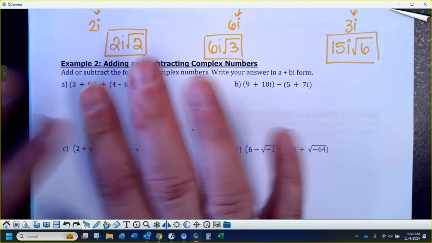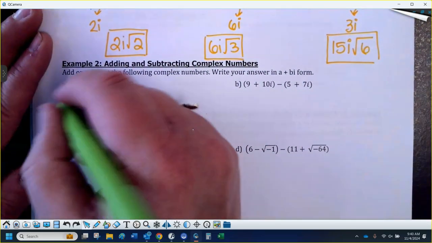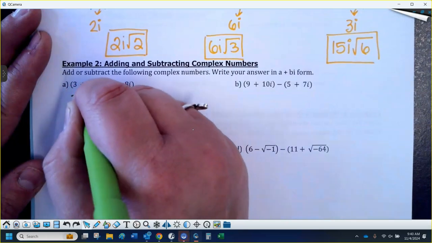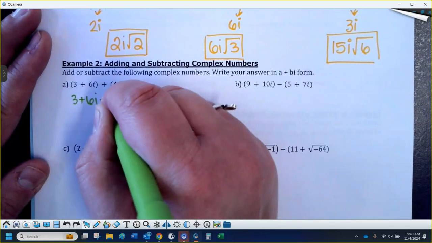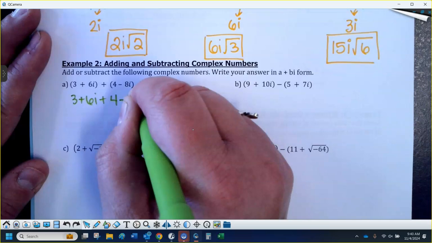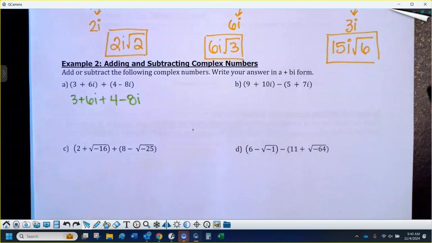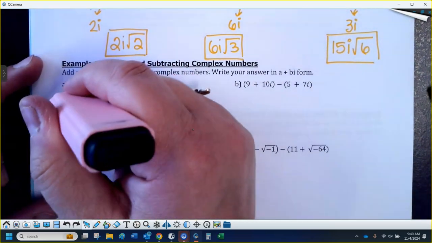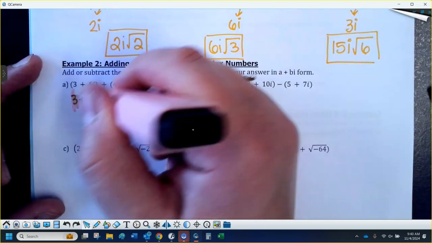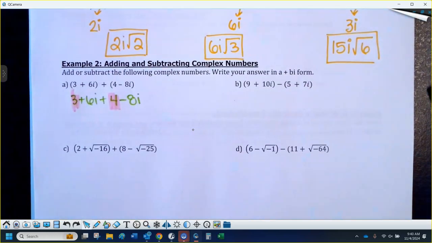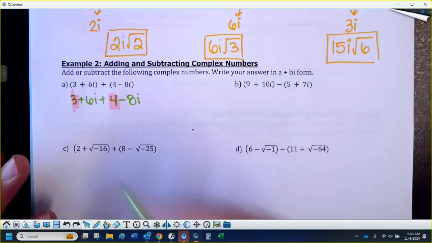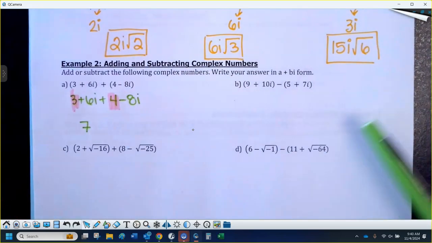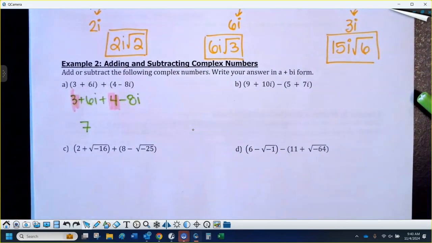right? I don't have any numbers in front of these parentheses or anything like that. So you can literally just drop the parentheses. We're just going to combine like terms is how this is going to work. So when I combine my like terms, the real part, so I've got like a 3 and a 4, you just literally add the real numbers together. So 3 and 4 would be 7, and then I'm going to add the imaginary numbers together.